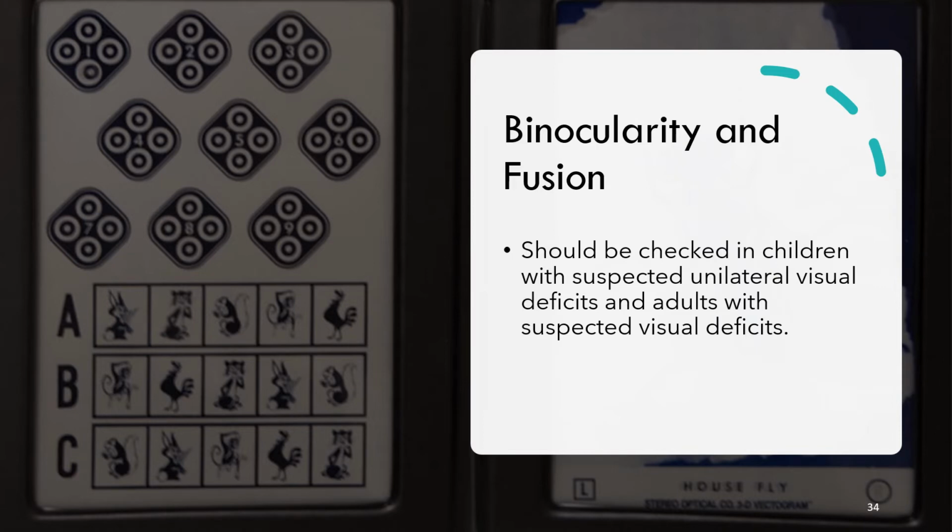Tests of binocularity and fusion. Stereopsis testing evaluates binocular fusion by measuring the fusion of images viewed at different angles by each eye. Any child suspected of having a unilateral visual deficit should undergo this testing, as well as adults in certain occupations requiring good stereo acuity. One of the most common methods to test stereo vision is the stereo housefly, the stereo circles, and the stereo animals.